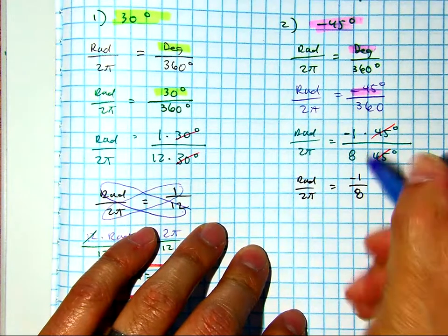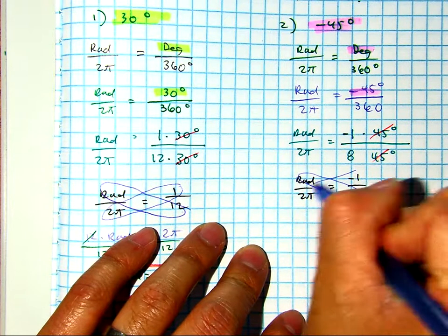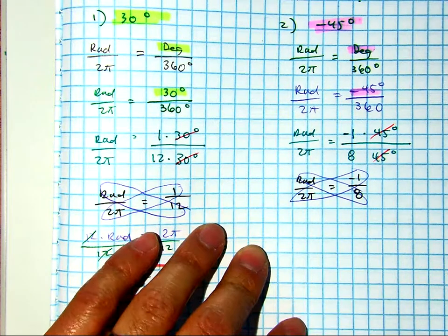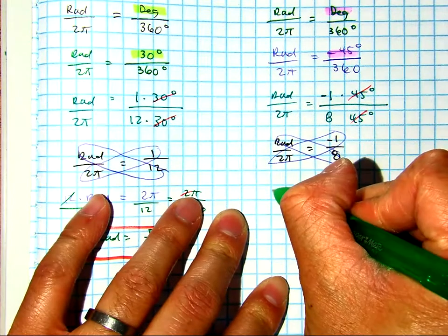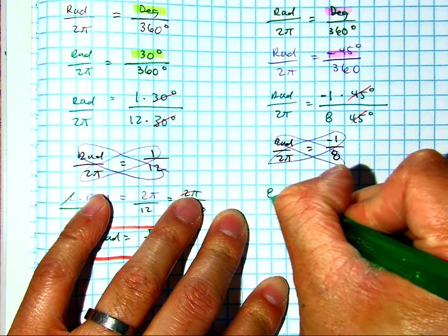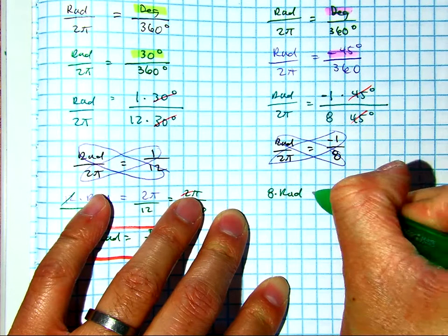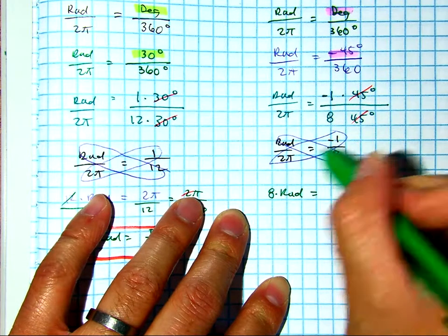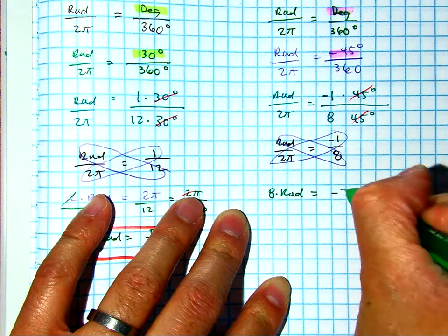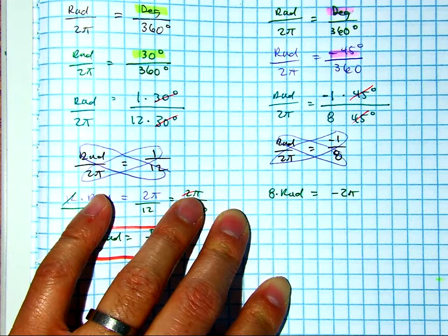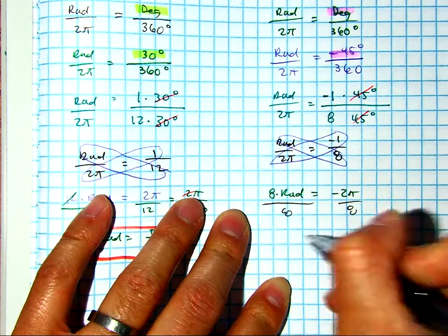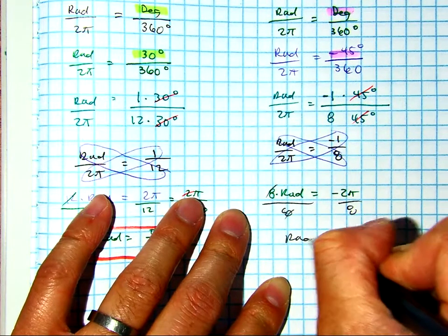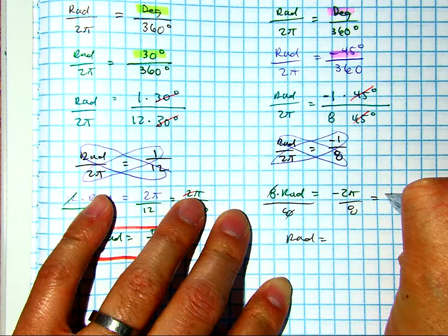I can now cross multiply. Class, what do I get? Eight times radians, or 8 rad, equals 2 pi times negative 1, which is just negative 2 pi. If I divide by 8 on both sides, remember this is negative 1 times 2 times pi.